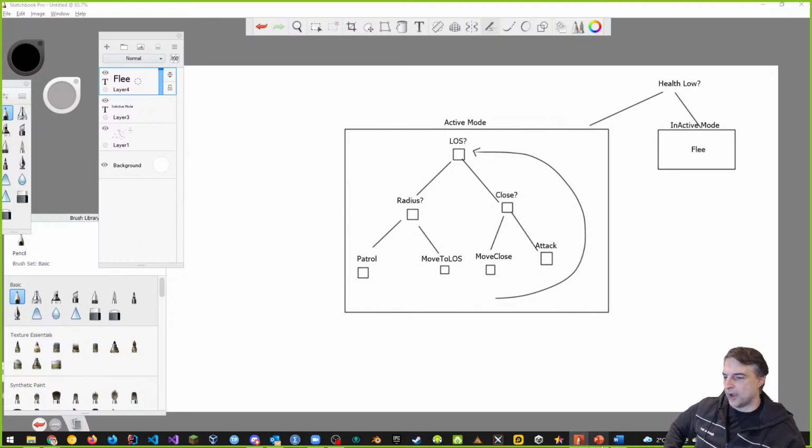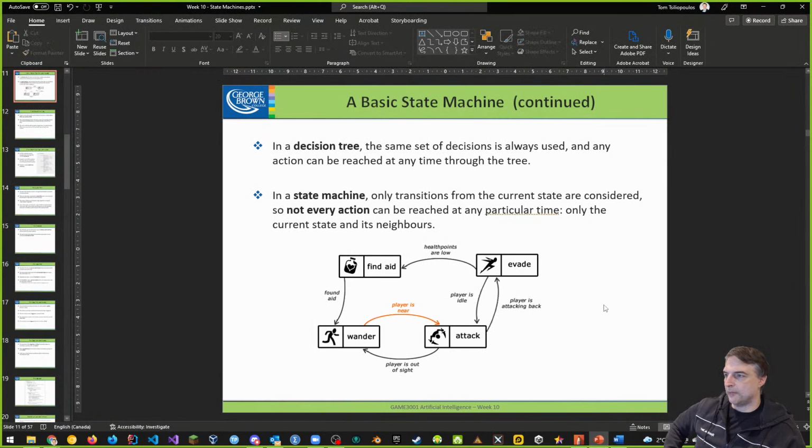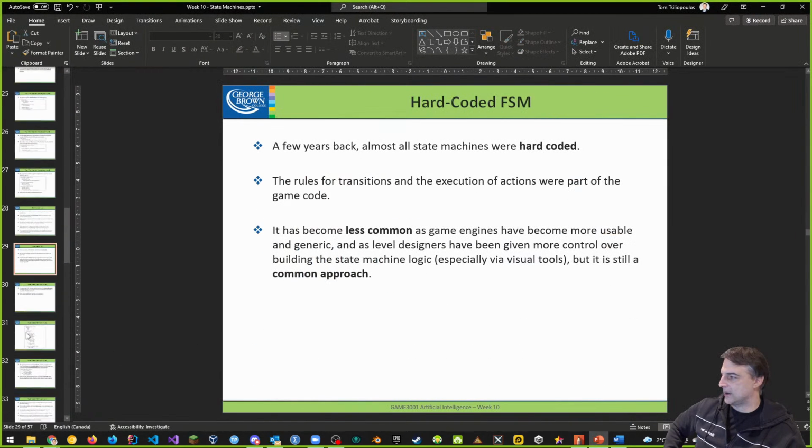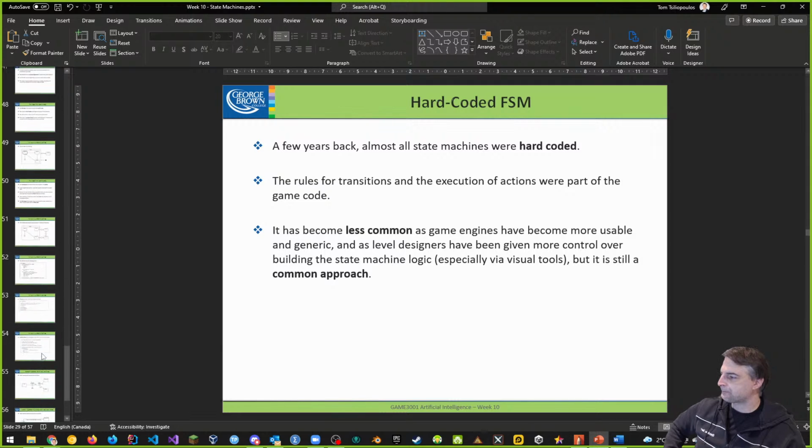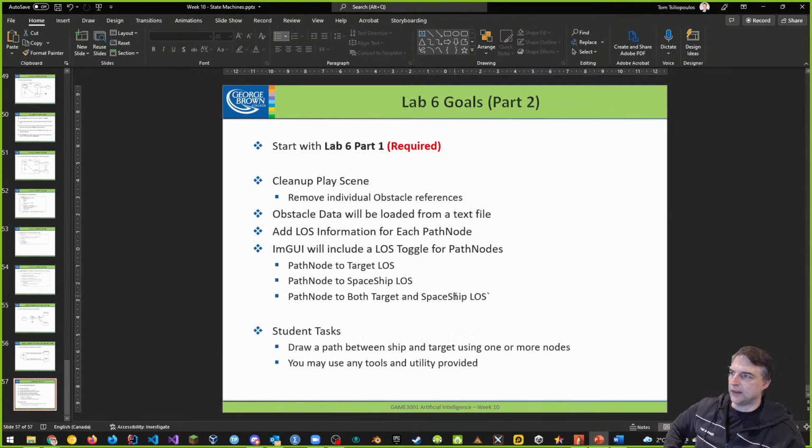Okay, so that is that. The last thing I want to leave you with is what we're going to be doing in our lab this week. We're going to start with lab 6 part 1 as the starter. We're going to clean up the play scene. We're going to load our obstacle data this time from a text file.